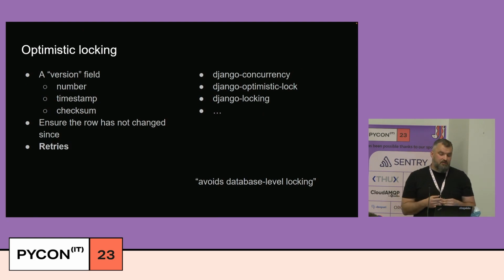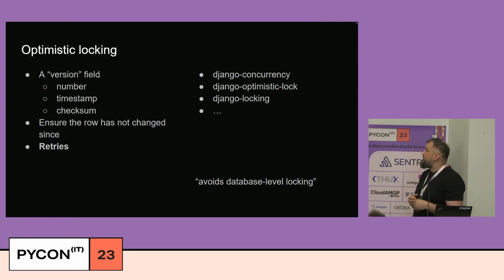So how do they achieve it is that typically models have a new field called version, which might be a number, or it might be a timestamp, like the last timestamp when the object was changed. I've seen implementations that calculate a checksum of all the fields, which is also okay. And then, yes, this version is used to ensure that the row hasn't been changed. And then an important part of it is that it does retries. So it might be that some process already changed the row. So we have to retry until our update succeeds.